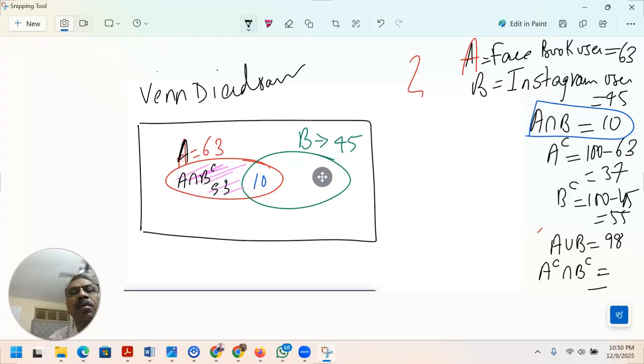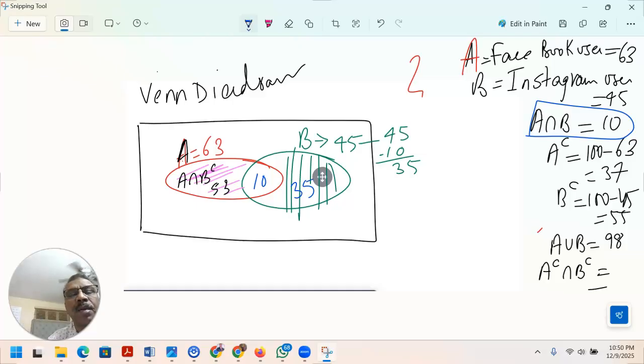And students who use only Instagram. This will be only those who use, that means from 45. So 45 students use Instagram, so you'll have to take away the 10 students who use Facebook. So the students who use only Instagram will be 35. So this piece will be 35 here.